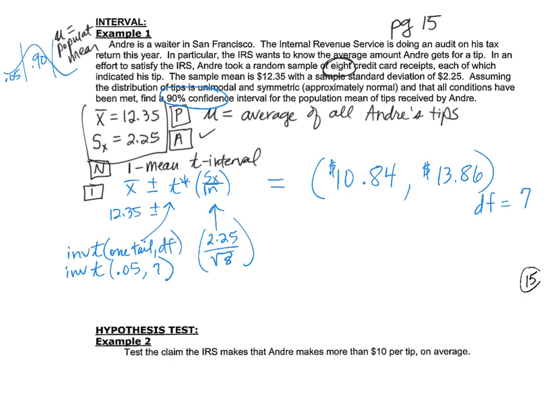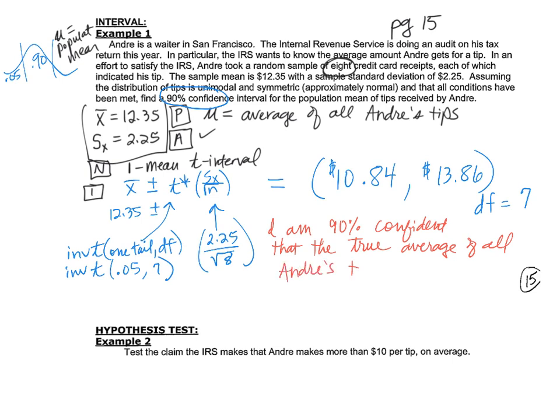Okay. Now, the last thing that's missing is our what? Conclusion. So how are we going to start that? I am 90% confident that, and what's this about? Average of all. Good, the true average of all Andre's tips is between 1084 and 1386.